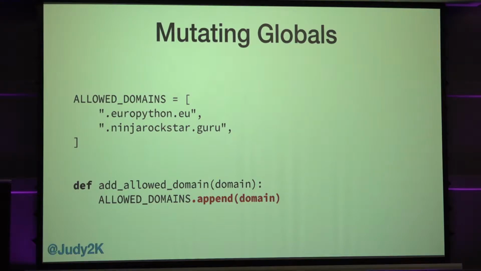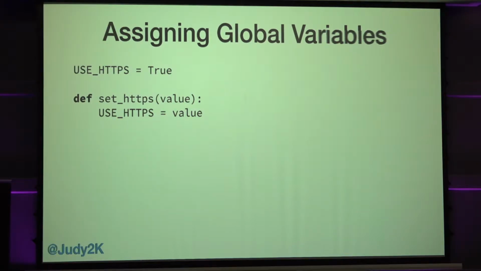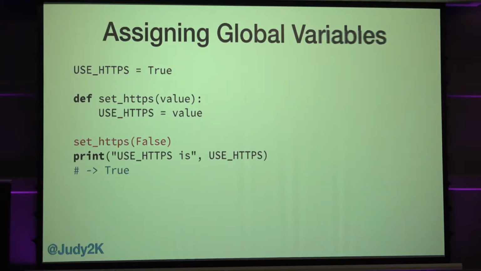Also, if we have a mutable value as a global, we can modify it in place. So I'm not assigning to the variable, I'm just modifying it in place. In this case, I'm adding a value to it. That's fine too. Unfortunately, we can't assign to global variables inside a function without going through an extra hoop. So this doesn't work. Here we've got the global value set to true, we call the function with false, and then afterwards we print the value of the global variable, and it's still true, it hasn't changed.